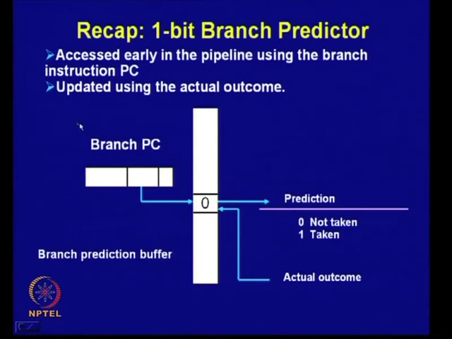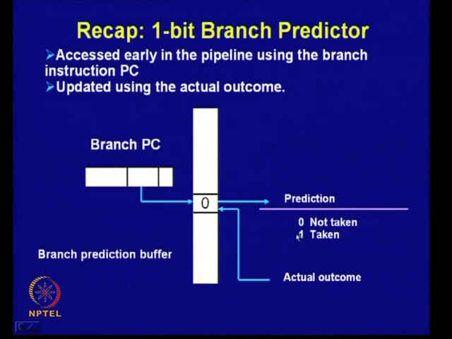And let us have a very quick recap of the different schemes that I discussed in the last lecture. This is the simple 1-bit branch predictor, and this is accessed early in the pipeline using the branch instruction PC. That means, in the instruction fetch cycle, the branch PC, particularly the lower order bits, is used to index a buffer where 1 bit is stored, and that is the prediction. It can be taken or not taken. However, depending on whether the prediction is right or wrong, it is modified.